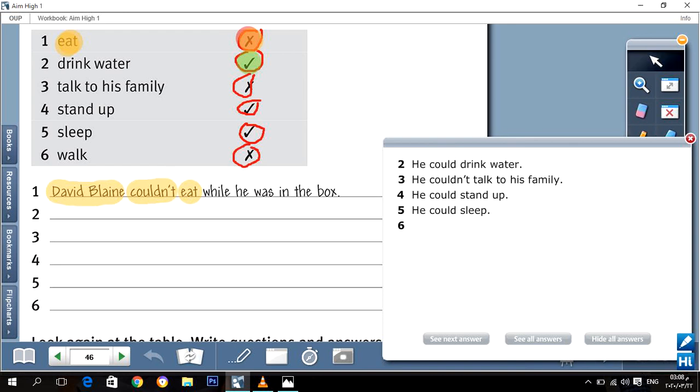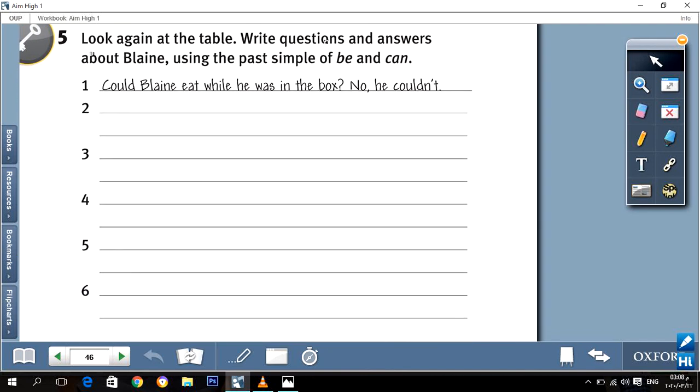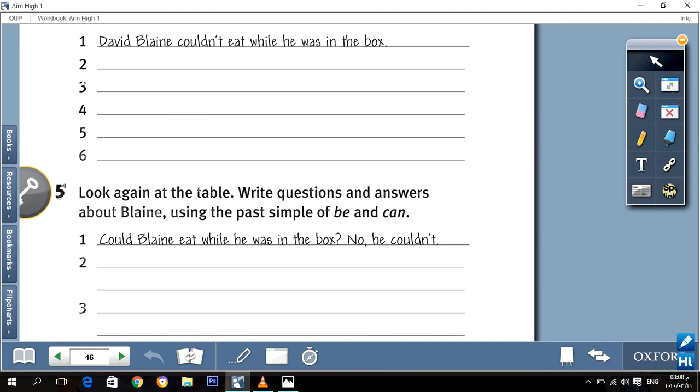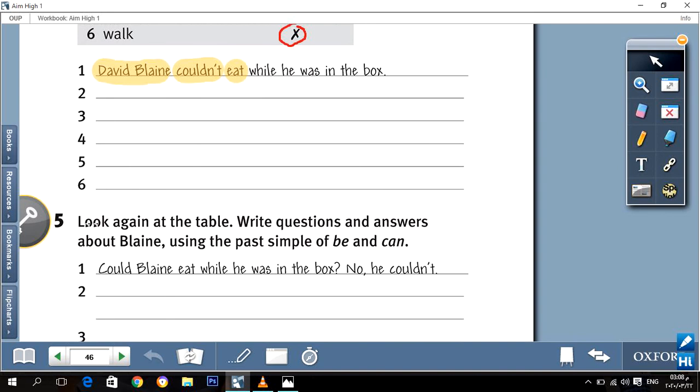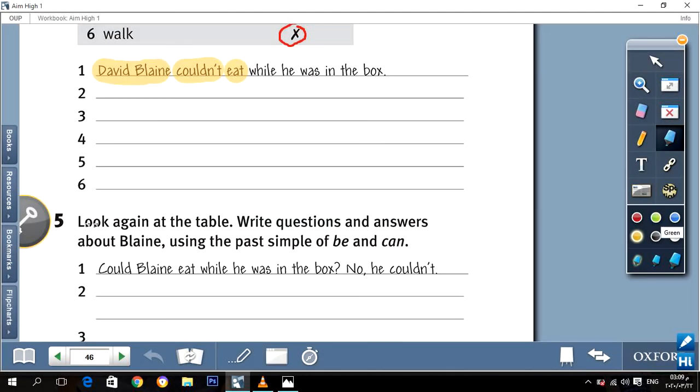Okay, my dears, few seconds and we will finish. Number 5. Look again at the table. Write questions and answers about Blaine. So the exercise here, which is number 5, is related to exercise 4. It requires to use the same sentences we have constructed before on this exercise to make questions. So by making questions, you have to answer. Or after making questions. This is what I meant.